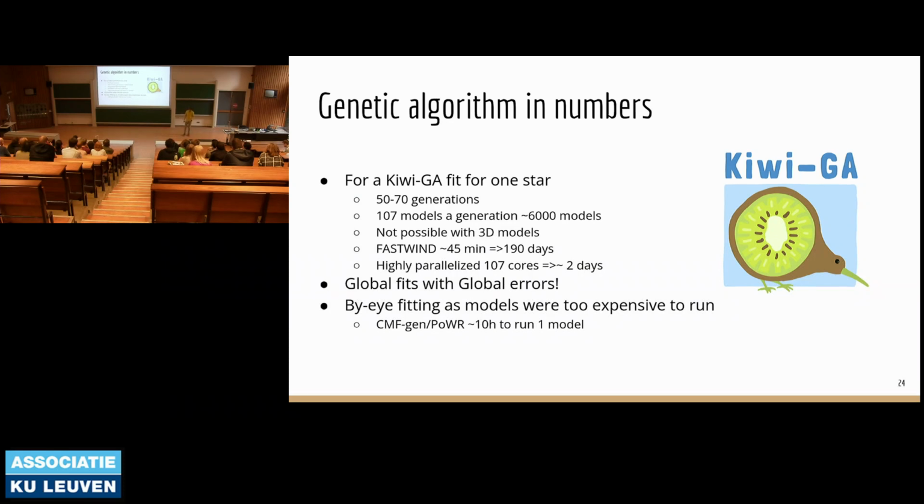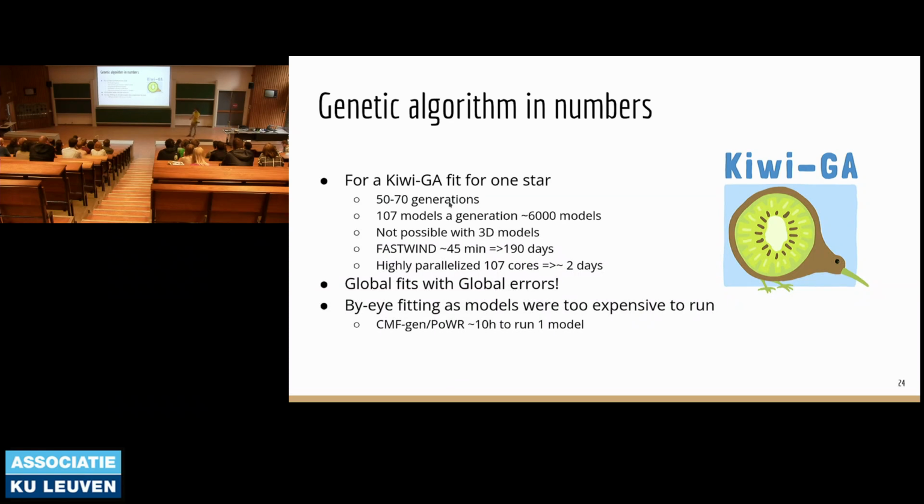But if we use FASTWIND, which is a lot faster, it takes about 45 minutes on average for a model. So then it only takes about 190 days to compute all my models, which sounds insane, but they only use one core. So if I just parallelize it, I use 107 cores for each of my generations, meaning I use one core a model. It only takes about 2 days on a supercomputer to run.